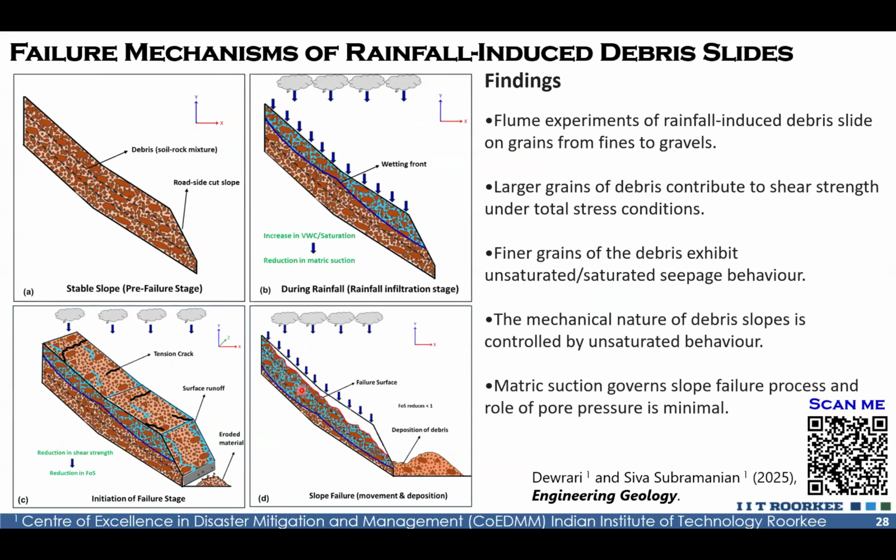But with this preliminary experiment, what we understand now is that in the pre-failure stage, if we have a soil-rock mixture slope of different grain size of debris, the advancement of the wetting front holds true, as well as the loss of matrix suction. And the loss of matrix suction may still be the reason why these slope failures are happening, even when we have larger rock fragments within the slope body.